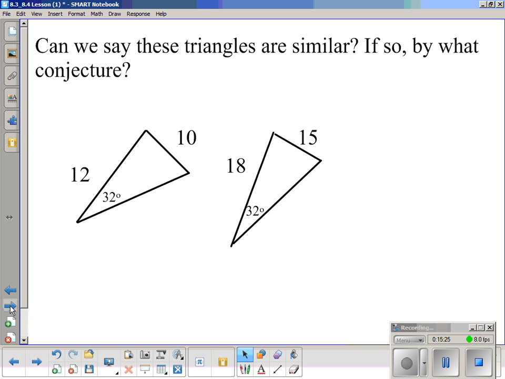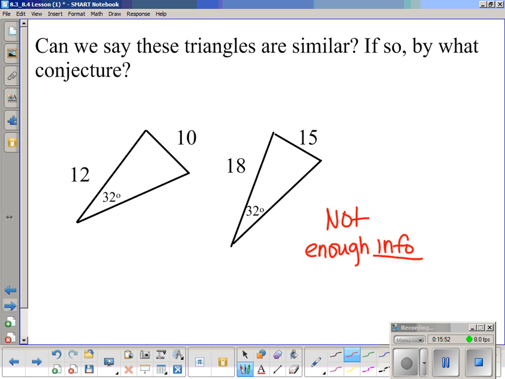Looking at this one, even if these sides are proportional, would they be similar? Take a second to think about that. And the answer is no, they would not be similar even if they're proportional, because I would have an angle, a side, and a side. And so that is not a similarity conjecture. So not enough info, we could say. We don't know for sure if they're similar, but we can't say they are.